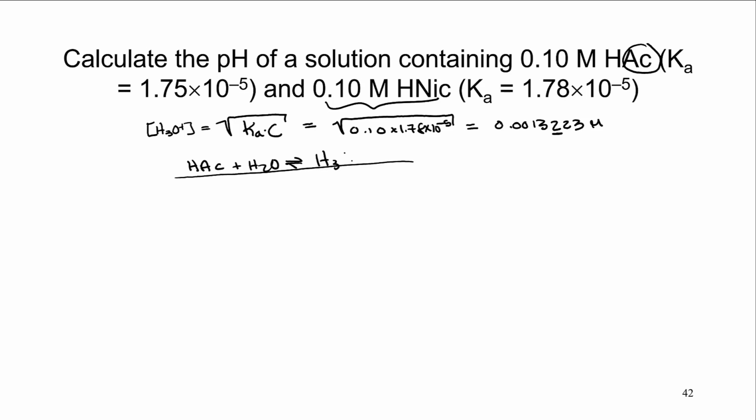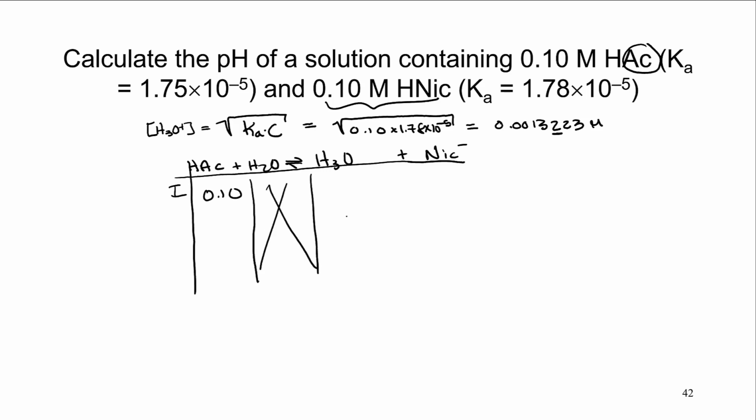And that'll make hydronium. And I'll give myself a little more room here. Plus Nic minus, like that. So I have an initial set of conditions, which HAc, acetic acid, is 0.10 molar. I'm going to ignore the water. The hydronium will start now at 0.0013223, and the nicotinate ion is going to be 0. And then we have the change, and we have the equilibrium.